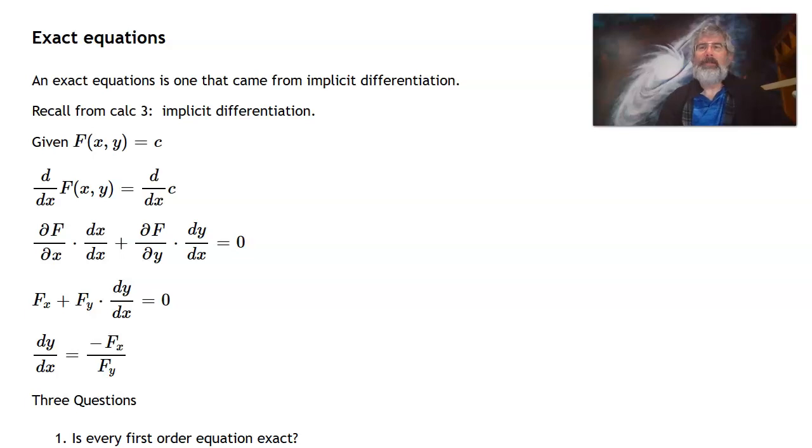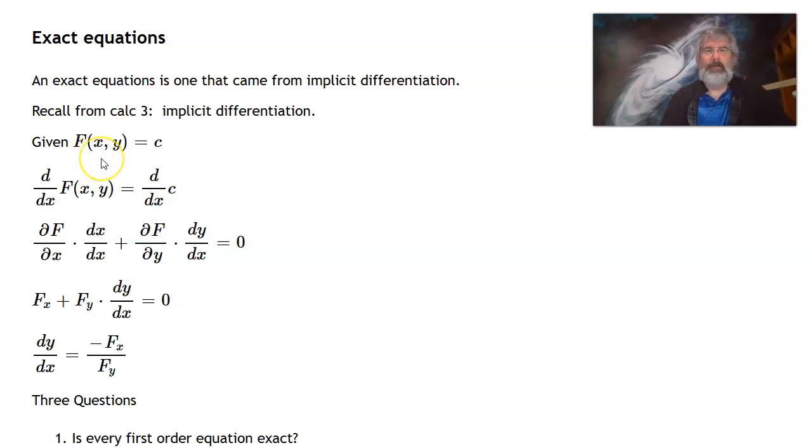But the best explanation of it, and what we're going to try to work backwards, is what you would have seen in a Calc 3 class. So here's what we're going to do. Let's remember what we did back in Calc 3. Suppose you had an equation that was not just y as some function of x, but you have x and y mixed together in a relation.